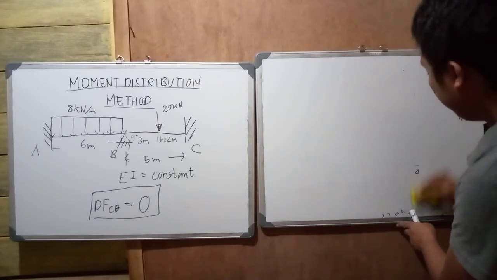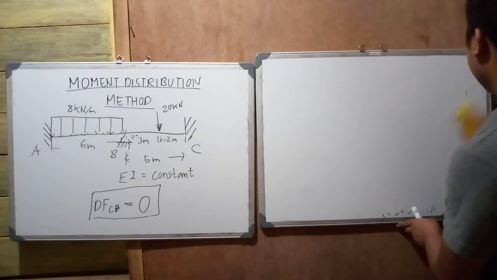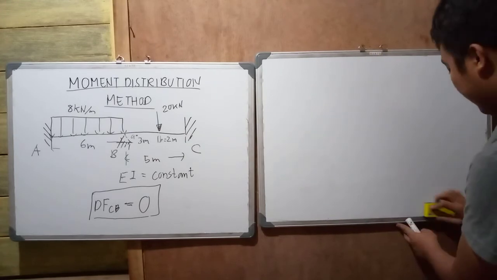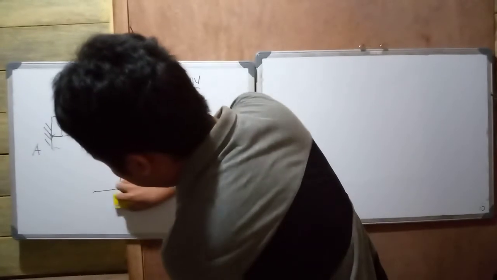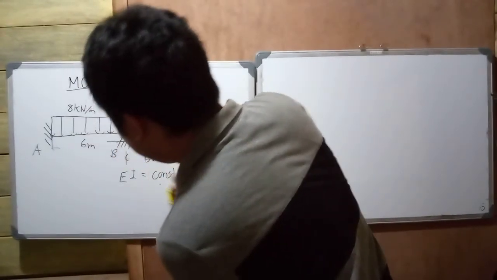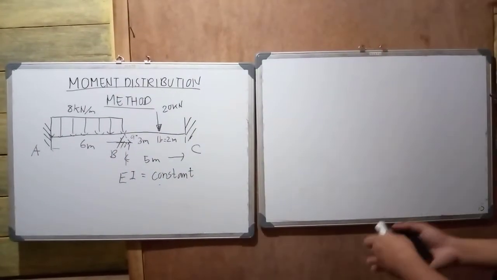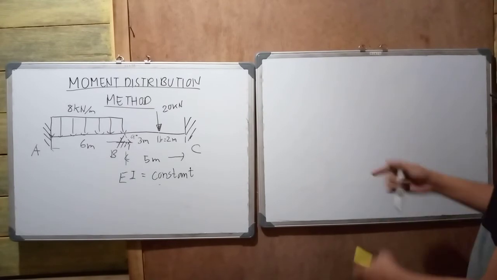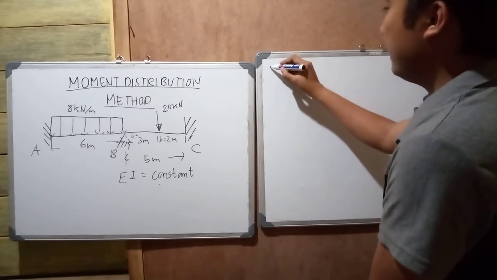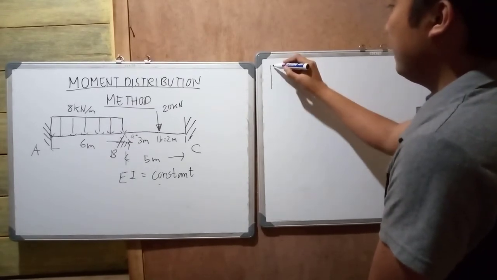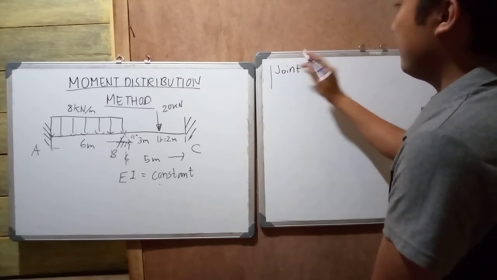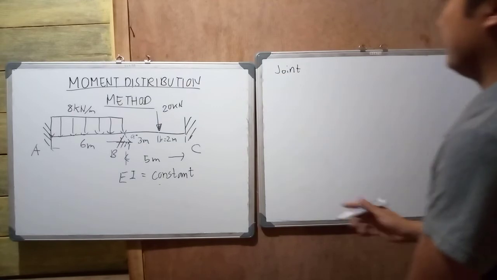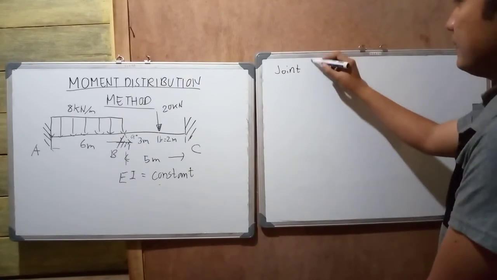So the next thing is we compute the distribution. But somehow we cannot compute it... is actually a vector. Kailangan nating mag-construct ng isang diagram, okay? So here, ang una nating ilalagay is joint. Okay, joint. So meron tayong tatlong joints.